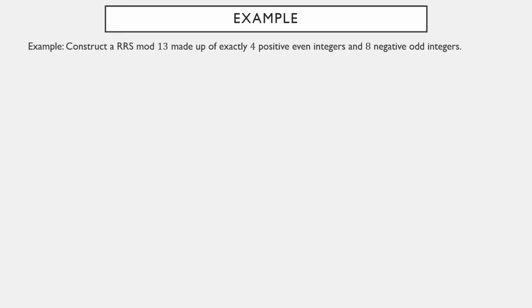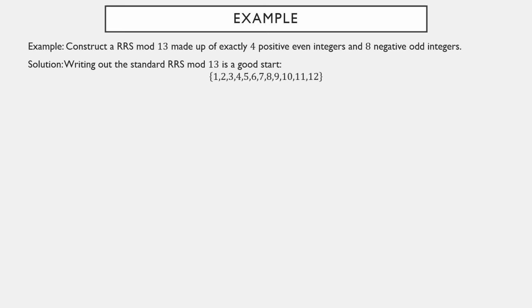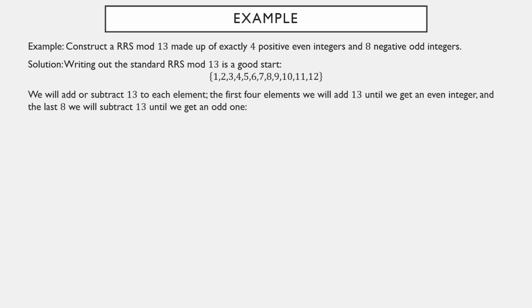Another example, let's construct a reduced residue system mod 13 that has exactly 4 positive even integers and 8 negative odd ones. An odd collection of requirements, but let's go with it. So start out by writing out the standard reduced residue system mod 13. 0 through 12, remove things that have a common factor with 13. Well, you're only going to remove 0 because 13 is prime. So now we have 12 positive numbers, and they're not all even or all odd. So we're going to add or subtract 13, because 13 is equivalent to 0, to each element.